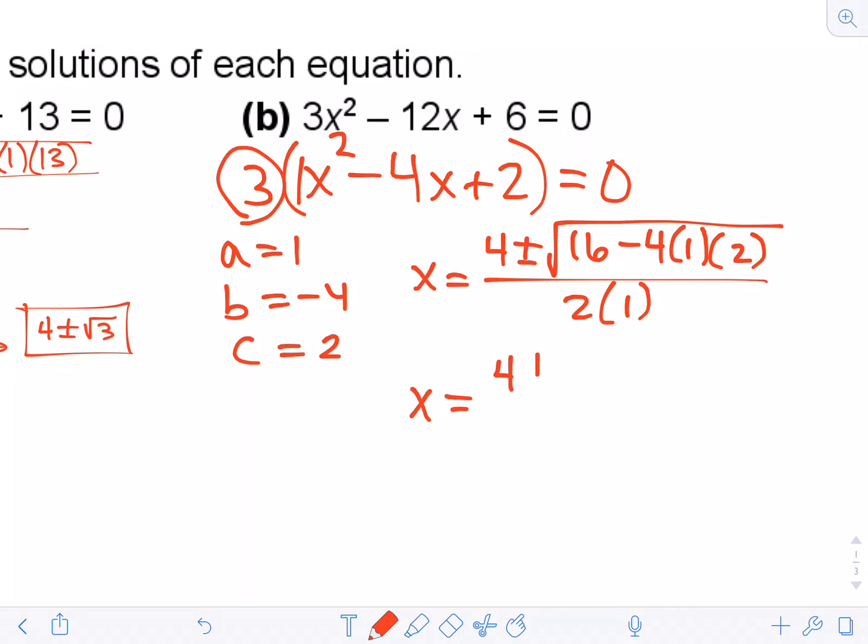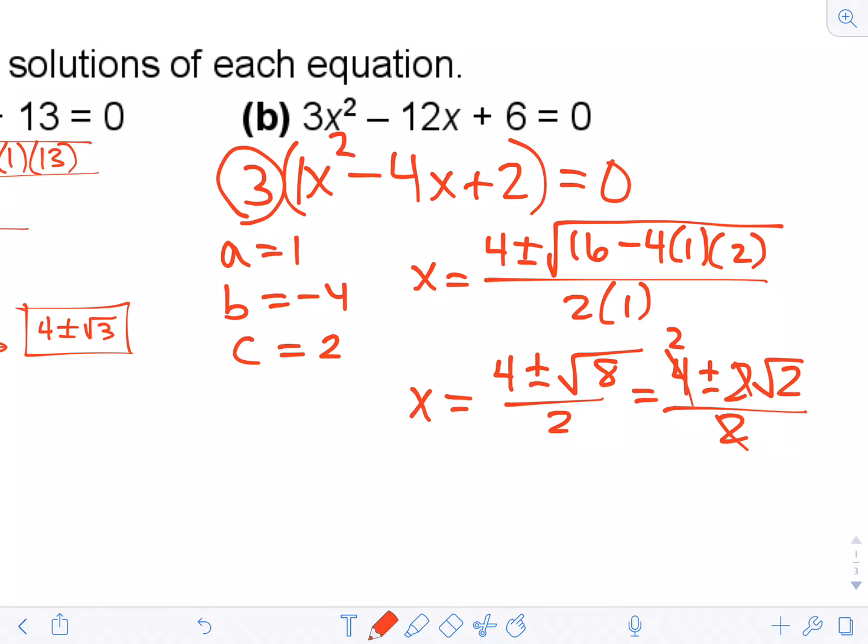We're going to have 4 plus or minus root 16 minus 8, which is 8, all over 2. A lot of people would leave it like that. Unfortunately, it can go a little bit more simplified even yet. So 4 plus or minus, this is essentially 2 root 2, and that's all over 2. And then lastly, we can take a 2 out of each of these. So you end up with 2 plus or minus root 2 all over 1. So that's my value.